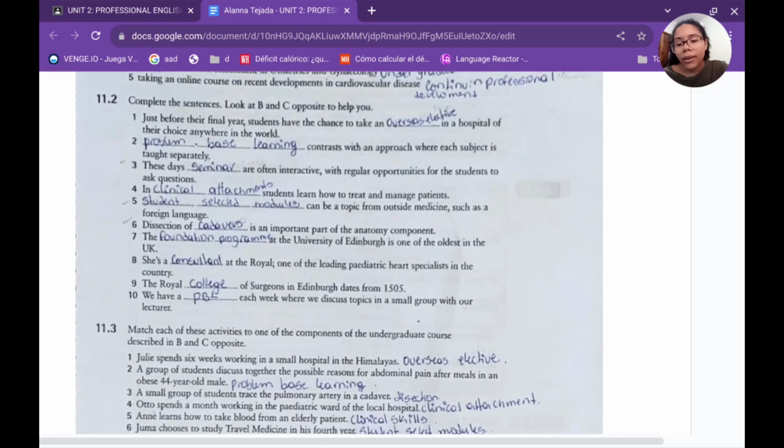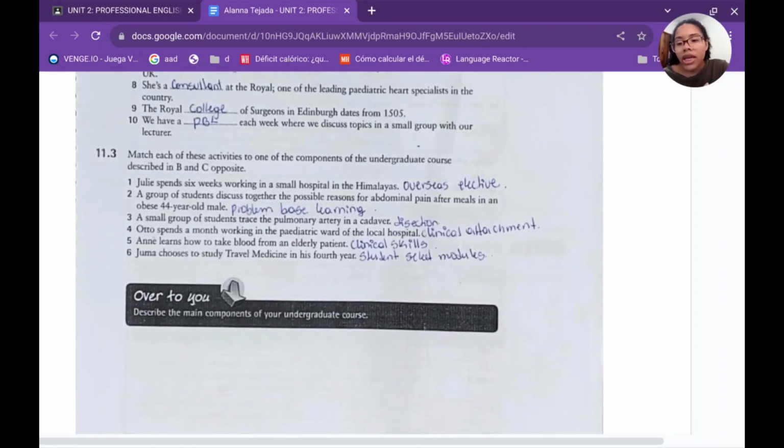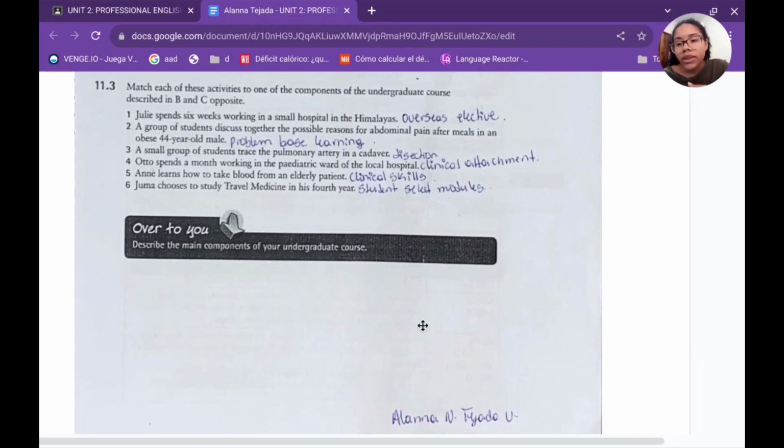We have a PBL each week where we discuss topics in a small group. One hour lecture. Match each of these activities to one of the components of the undergrad course described in B and C opposite. Julia spends 6 weeks working in a small hospital in the Himalayas: overseas elective. A group of students discuss together the possible reasons for abdominal pain after meals in an obese 44-year-old male: problem-based learning. A small group of students trace the pulmonary artery in a cadaver dissection.